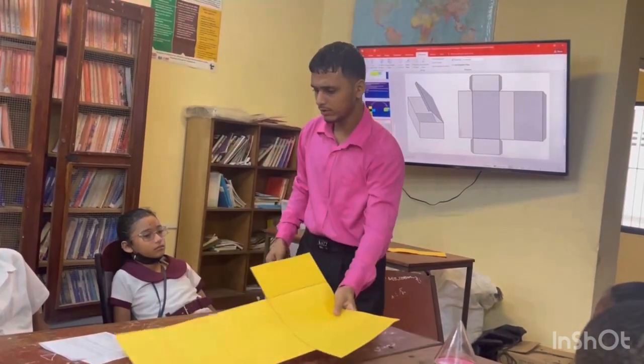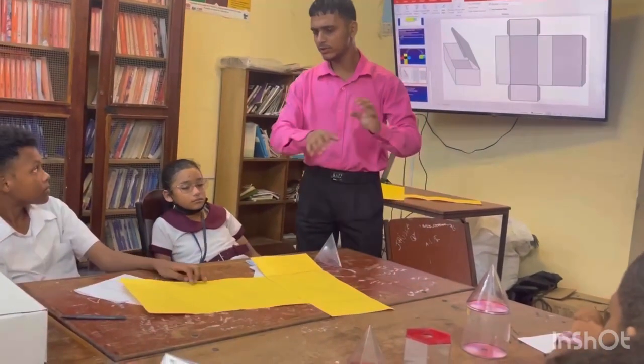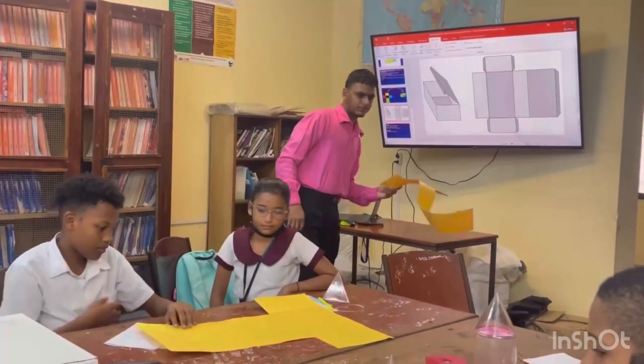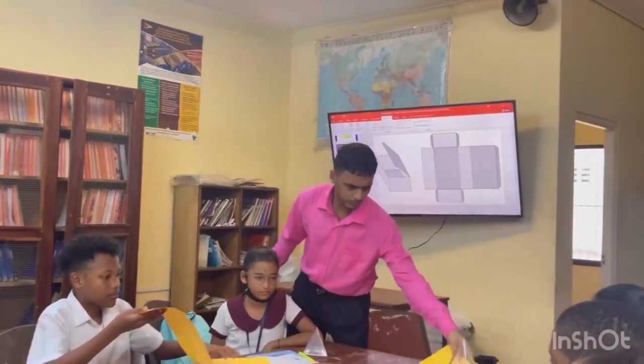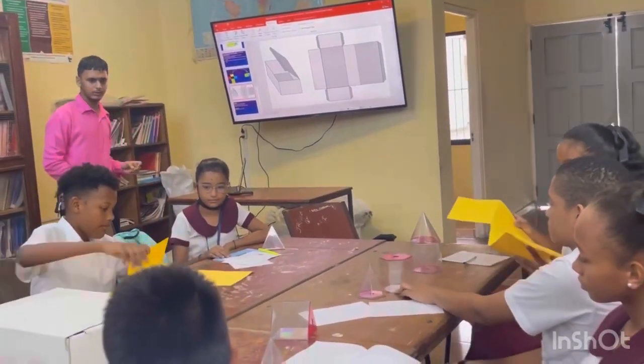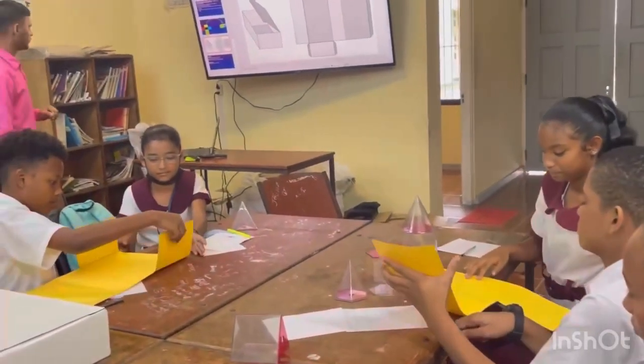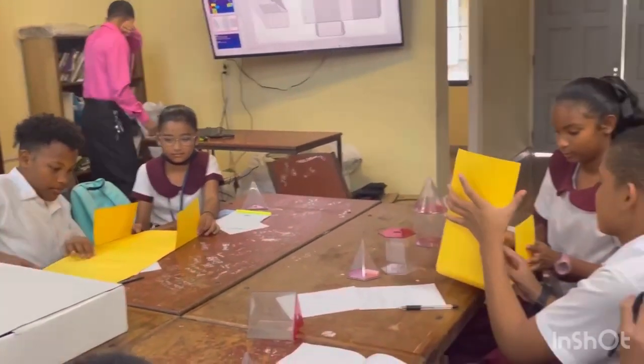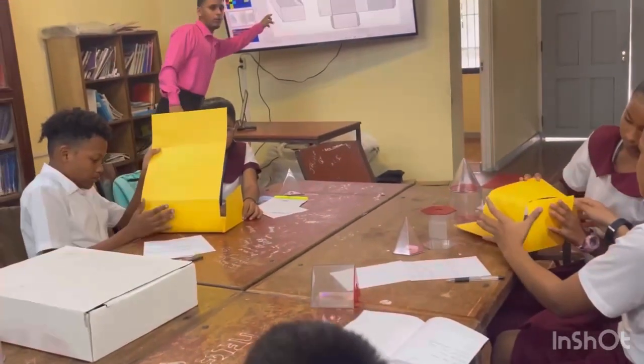I'll pass it around and you're going to work in groups and just have a feel of it. You just pass it around. No, fold it up and then pass it. So work with the person next to you, and notice how they fold it up and they get the cuboid, isn't that so?